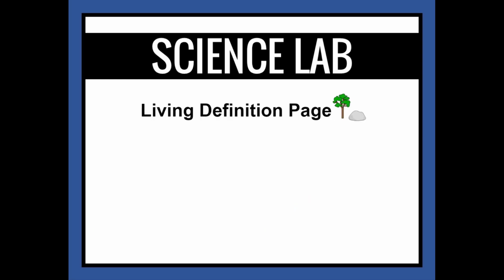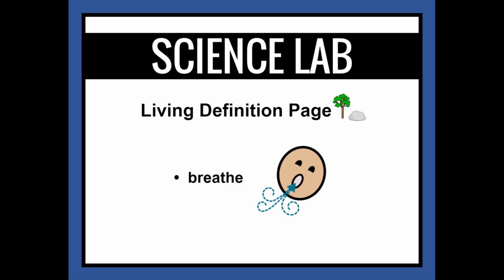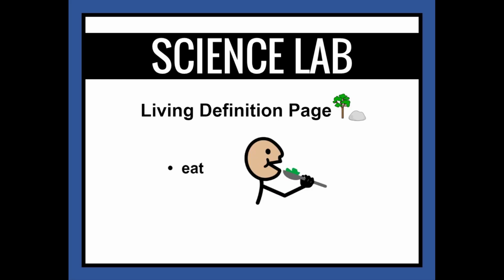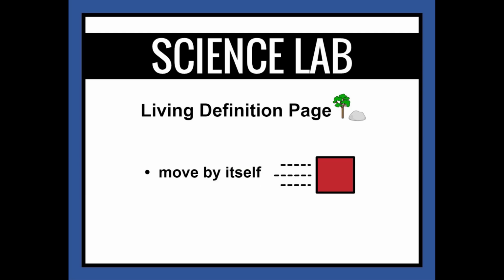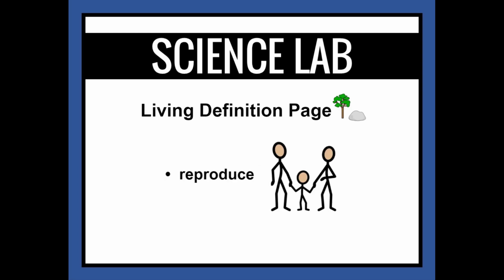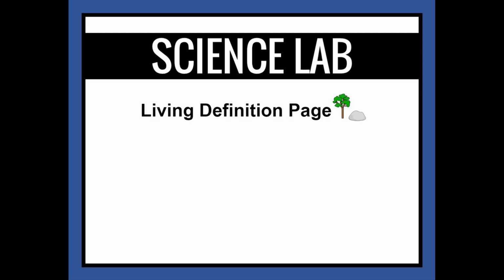What makes an item or an object a living thing? The item should meet several criteria. A living thing must breathe. A living thing must eat. A living thing must grow. A living thing must move by itself. And a living thing must reproduce. These are all things that help us classify whether an item or object is a living thing.